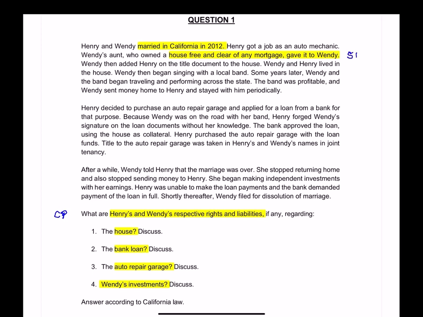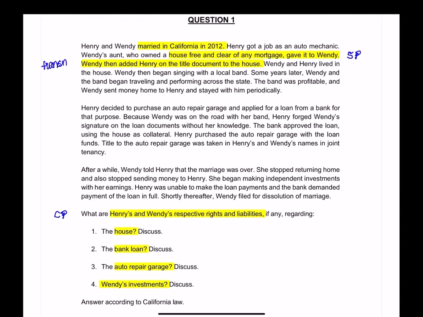So my first issue about that house, which is call 1, is to define it as separate property when she acquired it. But then they go on to say Wendy then added Henry on the title document to the house. That is a transmutation. And so I need all the rules for transmutations. Has to be in writing. What do I know about transmutation?